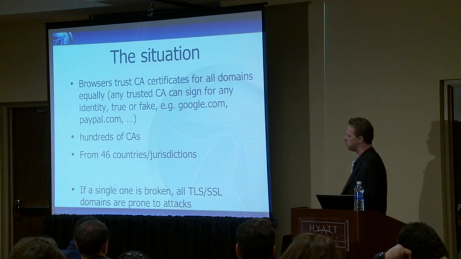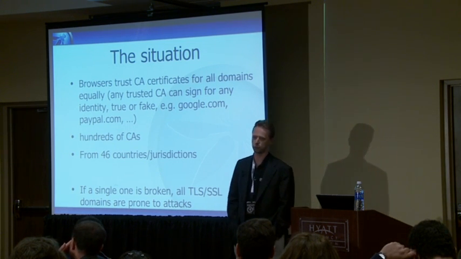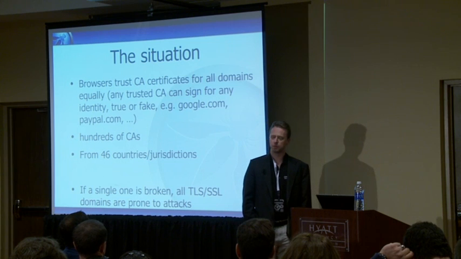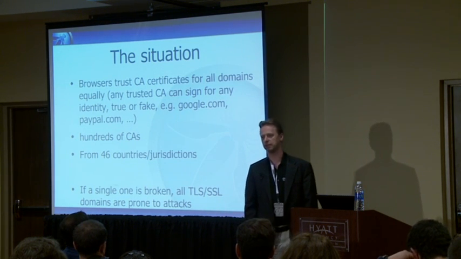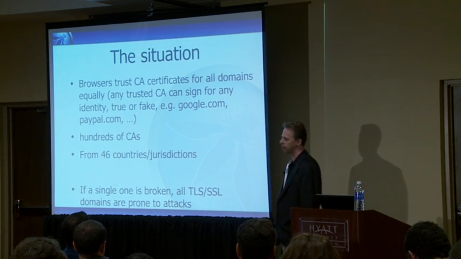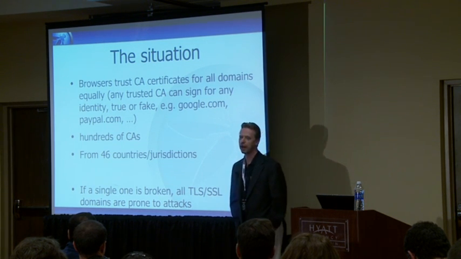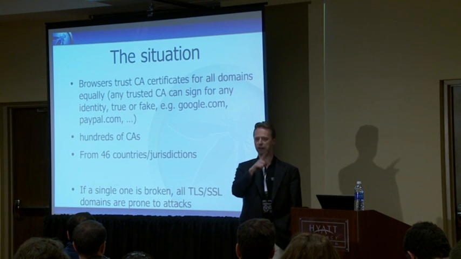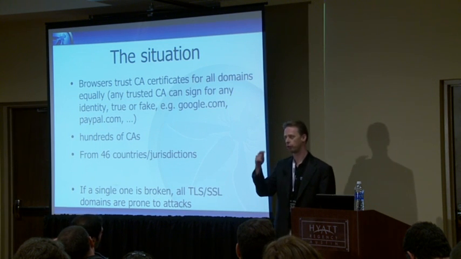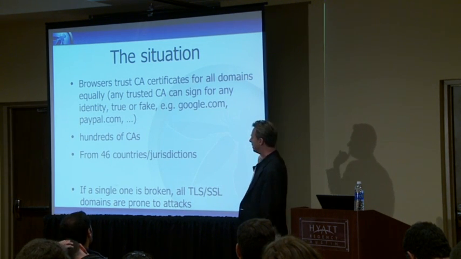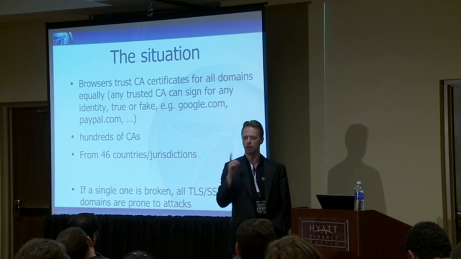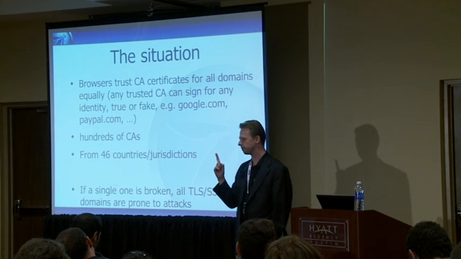Now there's a bad thing with these CA certificates and with this trust model. The problem is that you have a very large number of trusted CAs listed in your browsers, a very large number. And they can sign certificates for any domain. It's not like a CA could only issue certificates for, for example, Google. Everyone can make certificates for Google or for your company. So think about it: you have hundreds of CAs in about 46 jurisdictions or countries. Now imagine you need to breach only one.